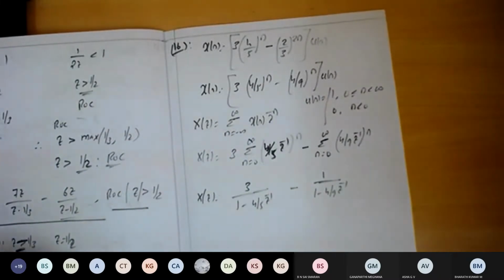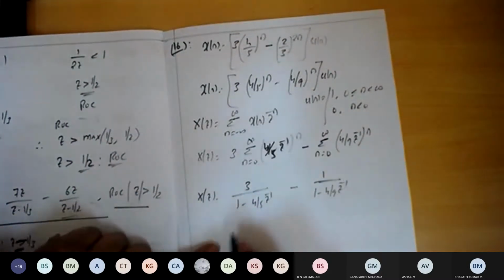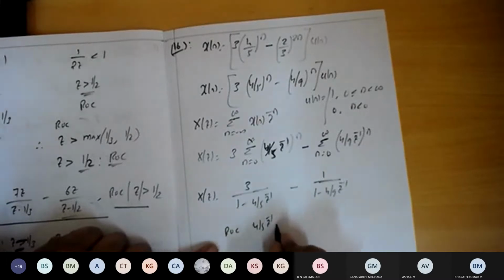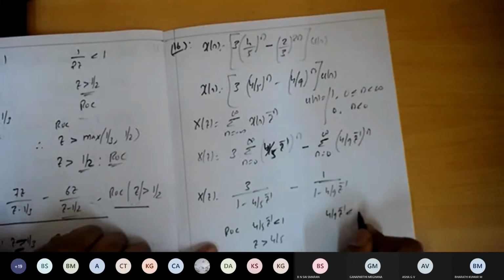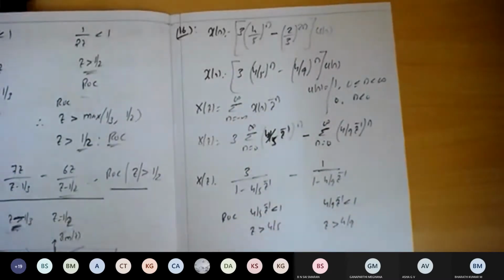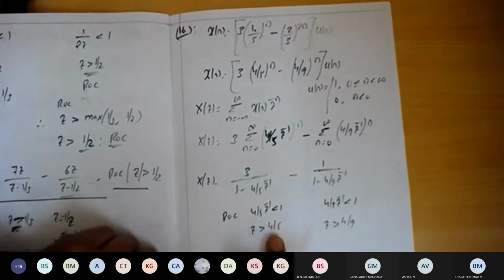Done, right? Now the ROC for this one: 4 by 5 into Z inverse should be less than 1, so Z is greater than 4 by 5. Similarly, 4 by 9 into Z inverse should be less than 1, so Z is greater than 4 by 9. Among these two, the maximum is 4 by 5. Therefore the ROC is Z greater than the maximum of these two.